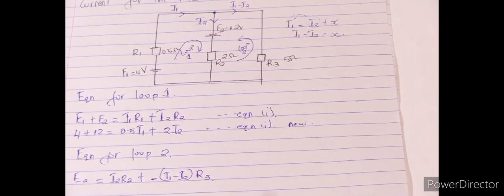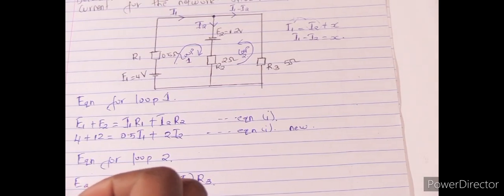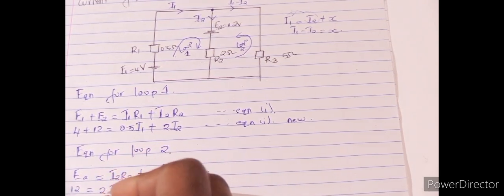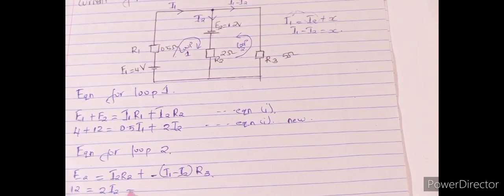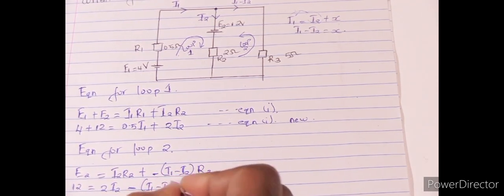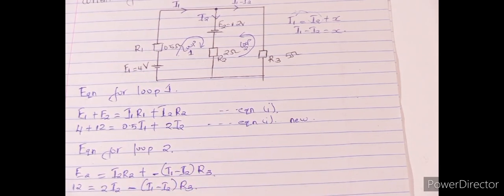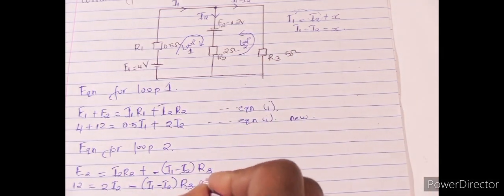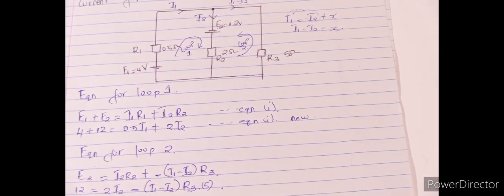So let us substitute in our values. The value for E2 is 12, which equals 2I2 minus, the minus is coming from multiplying a positive and a minus. When you multiply a positive and a minus, you end up with a minus. Into bracket, I1 minus I2, you multiply by R3. Now the value for R3 is 5. So you can just have it as 5.